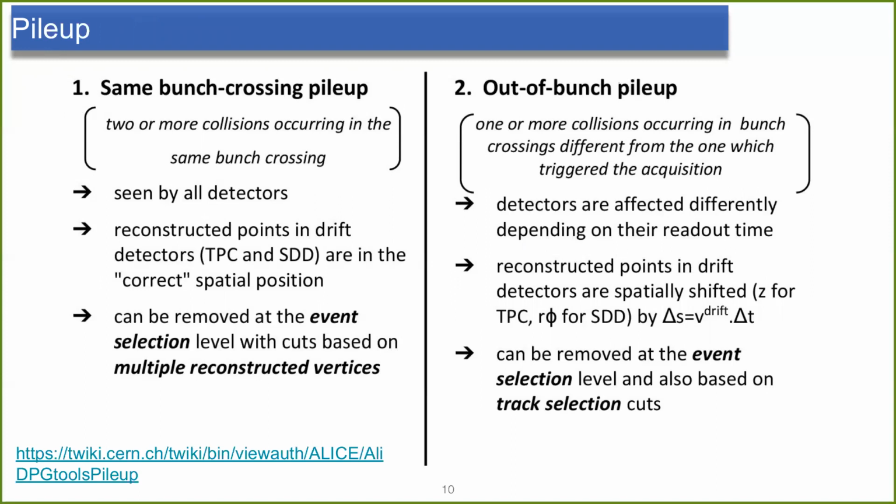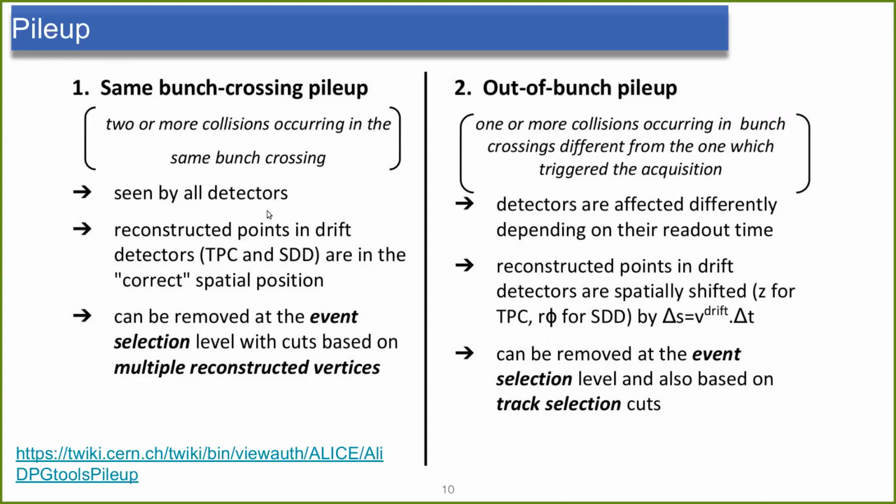In our experiment, we basically have two types of pileup. One is the same bunch crossing pileup, another is the out-of-bunch pileup. So what is the same bunch crossing pileup? It is two or more collisions occurring in the same bunch crossing. The beam comes in a bunch, and when you have more than one collision in the same bunch, that is called pileup in the same bunch crossing. When you have a collision in a different bunch, we call it out-of-bunch pileup.